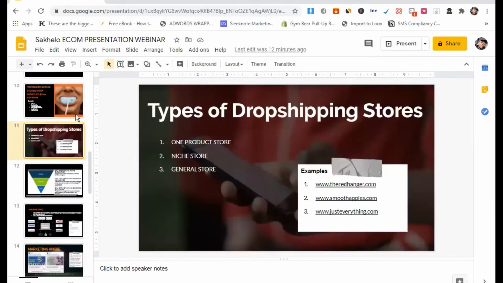Okay, the next slide. Types of dropshipping stores. You get three types of dropshipping stores. You get a one product store, a niche store, and a general store.